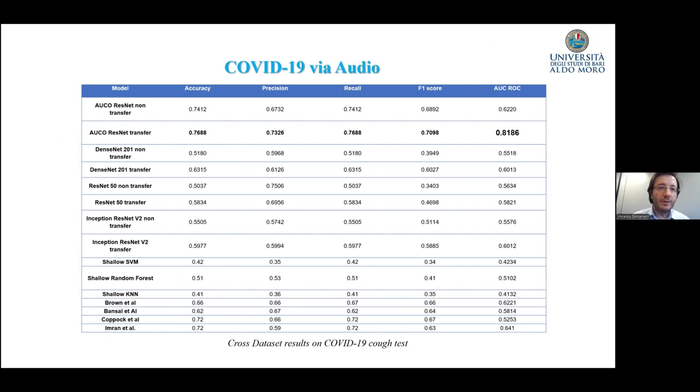Here are the accuracies that we reached. We can say that this is the out of distribution, the cross dataset test results. We reached 70.98% F1 score and 81.86% area under the ROC curve in cross dataset testing, training on Cosvara and testing on Cambridge. So really an out of distribution test on these massive datasets.